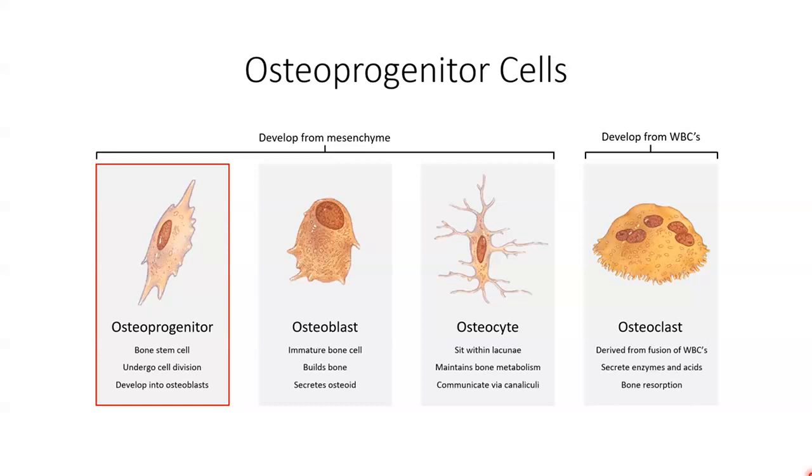Osteoprogenitor cells are found along the inner portion of the periosteum, which is that layer of connective tissue which surrounds the external portion of a bone, and the endosteum, which is the tissue that lines the inner layer of a bone. Osteoprogenitor cells can also be referred to as osteogenic cells, with osteo referring to bone and genic meaning producing, so an osteogenic cell is referring to its capacity to produce bone cells.